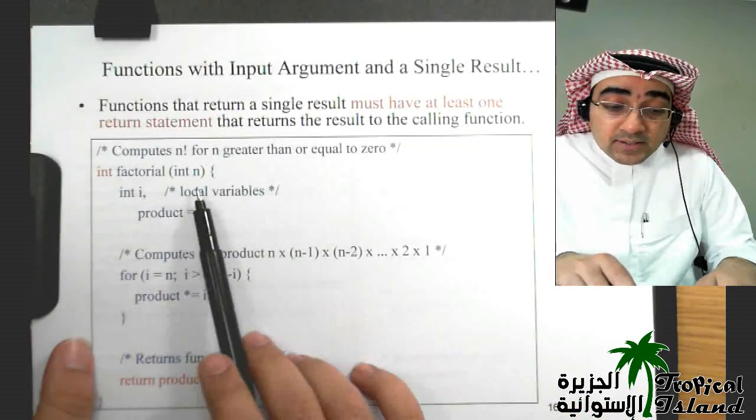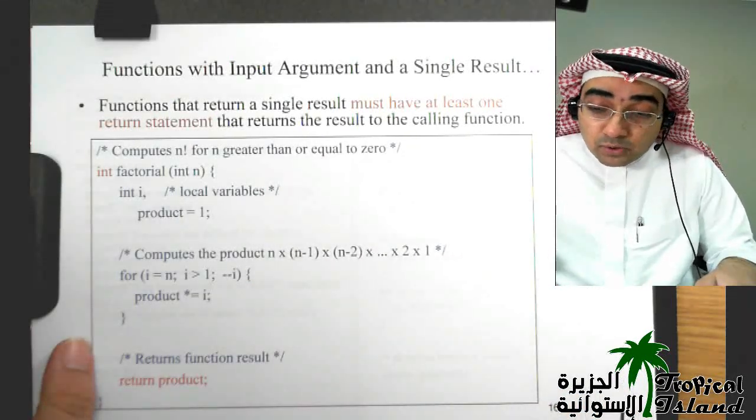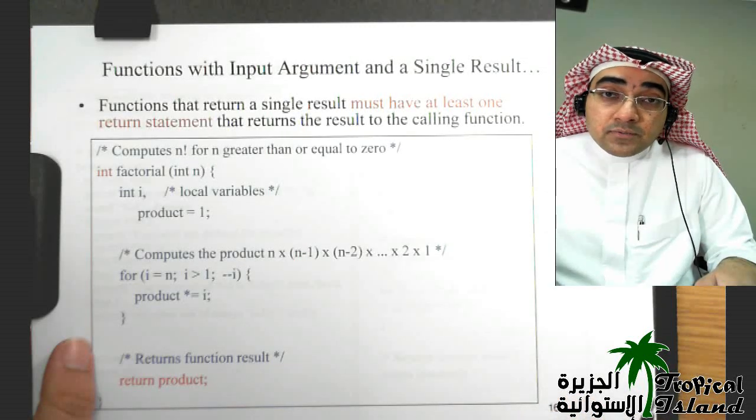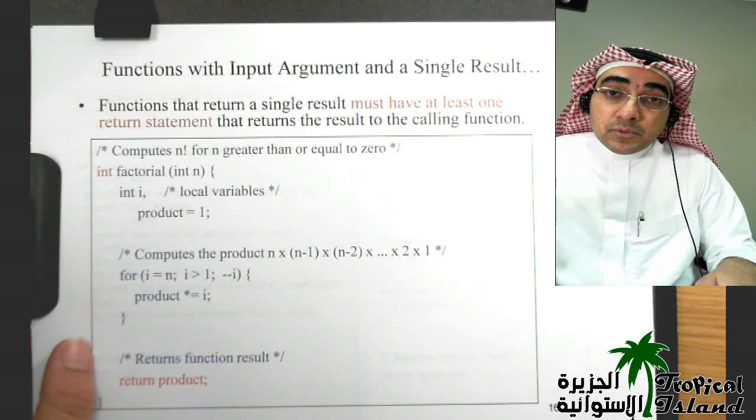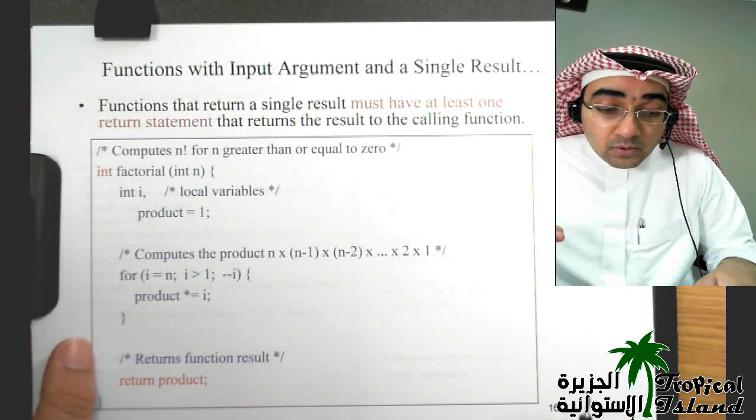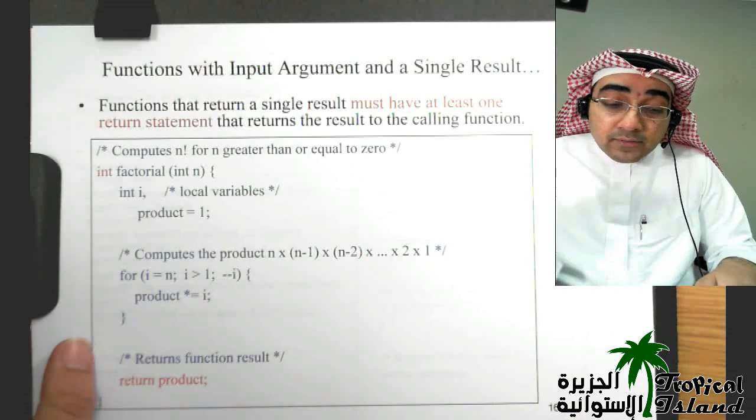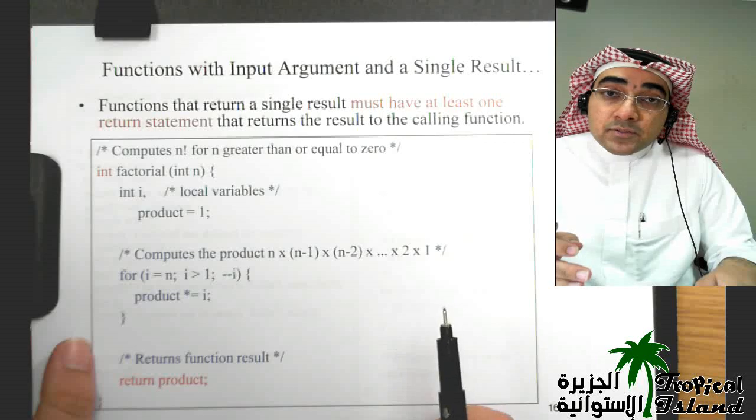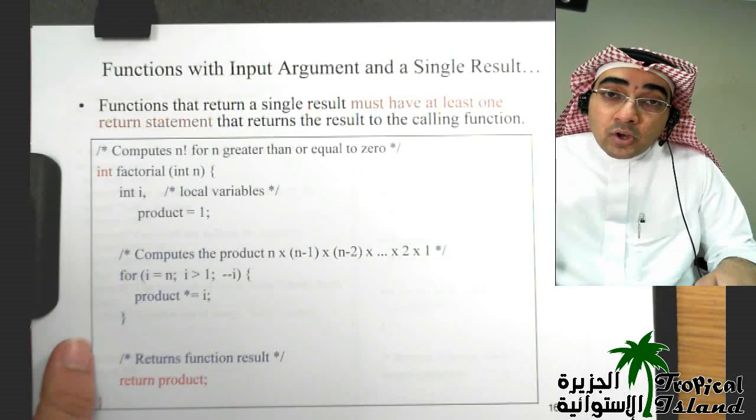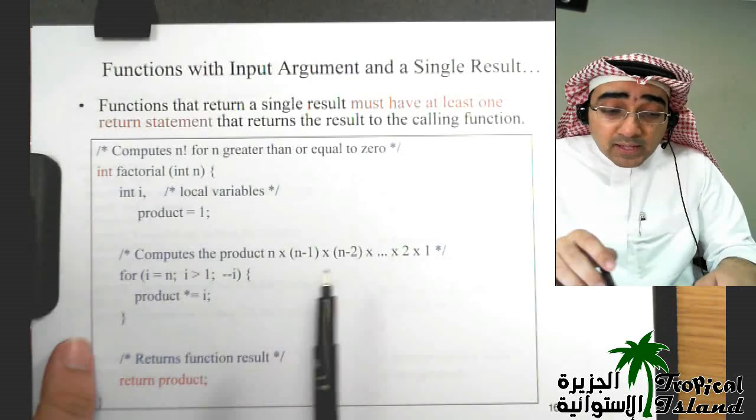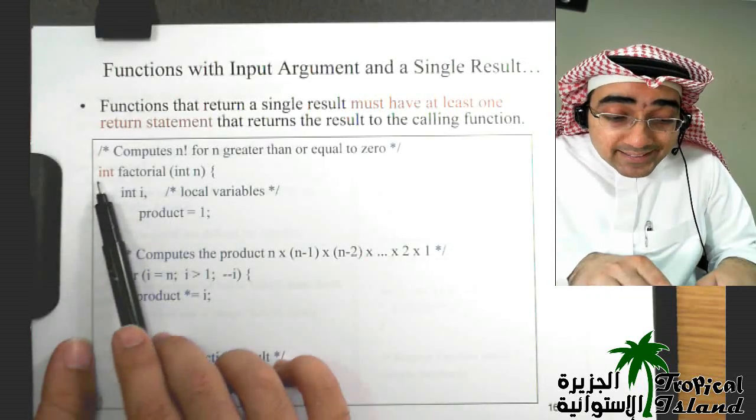Okay, now here's an example, the function that computes a factorial. What's a factorial? A factorial is, if you have 5 factorial, the result is 5 multiplied by 4 multiplied by 3 multiplied by 2 multiplied by 1. Okay, so that's basically a factorial. So n factorial is n multiplied by n minus 1 multiplied by n minus 2, going on until 2, until 1. Okay, so to do that, we have a function and we call it an int function.